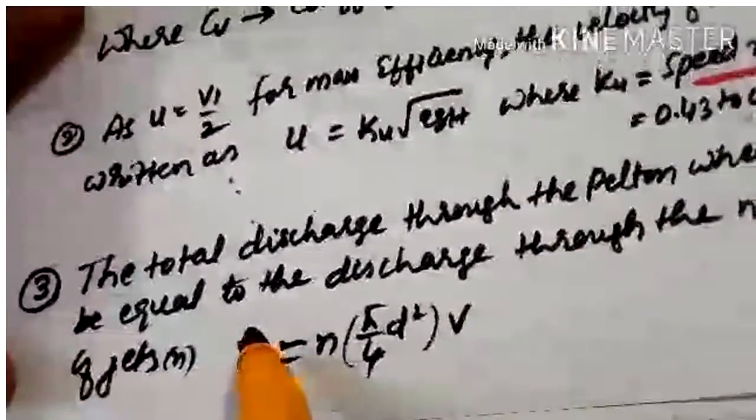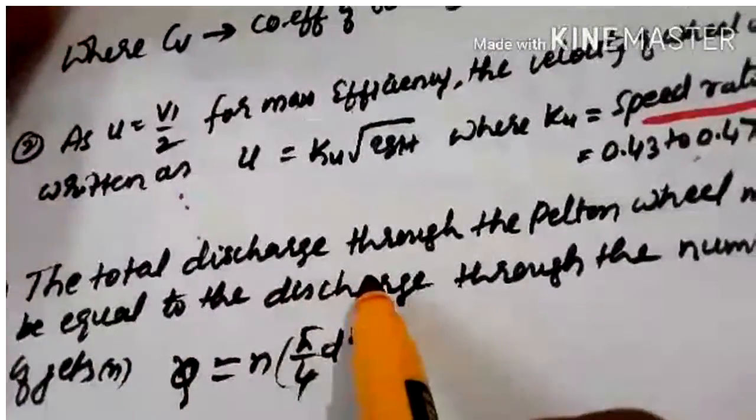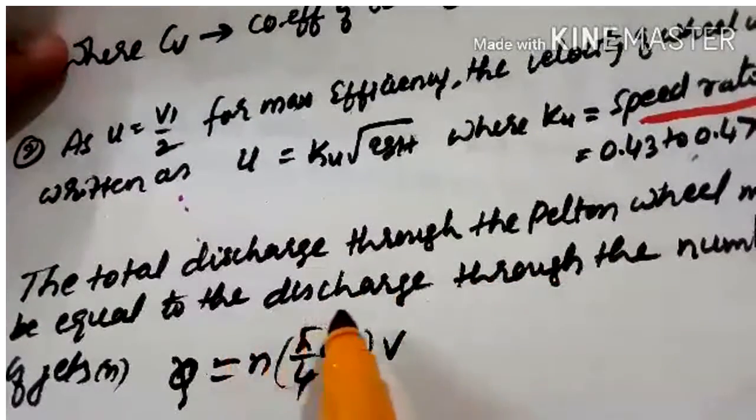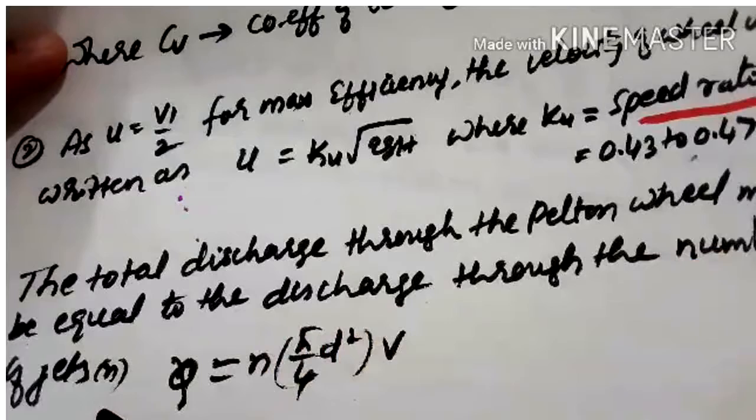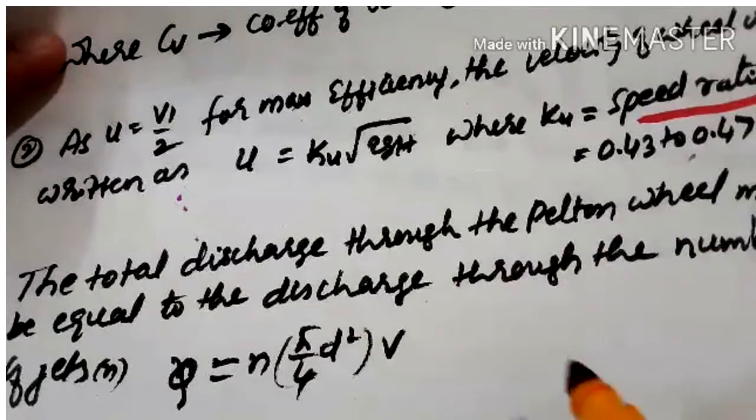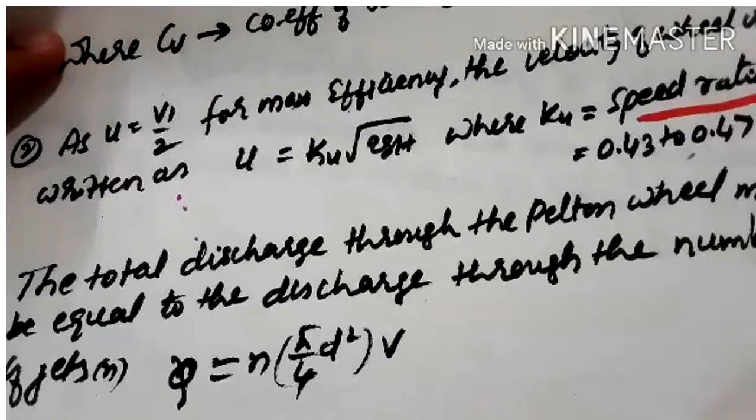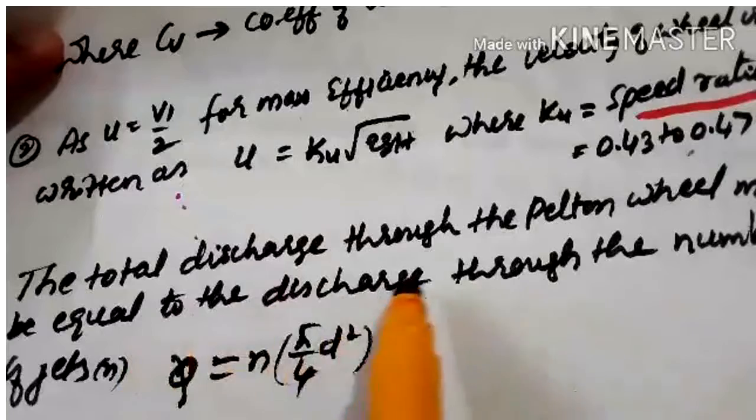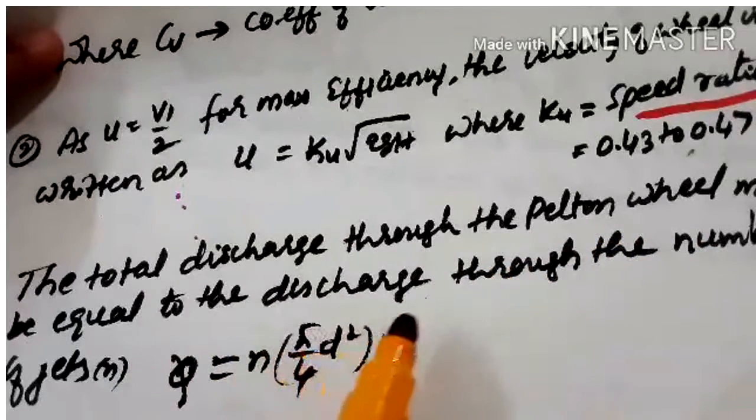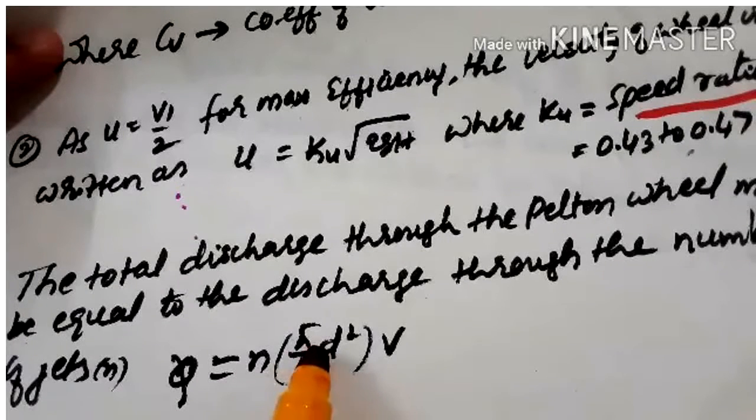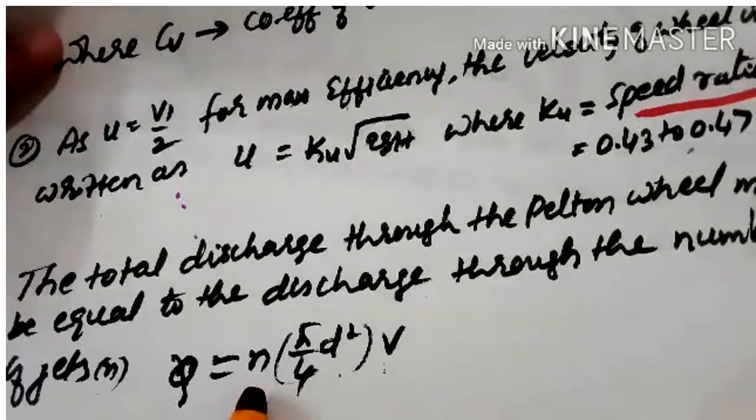The next, third one, is that the total discharge through the Pelton wheel must be equal to the discharge through the number of jets. If the turbine is run by a number of jets, then the total discharge through the Pelton wheel must equal the discharge through the number of jets provided. So Q equal to N into pi by 4 d square into V, that is A into V, where N is the number of jets.